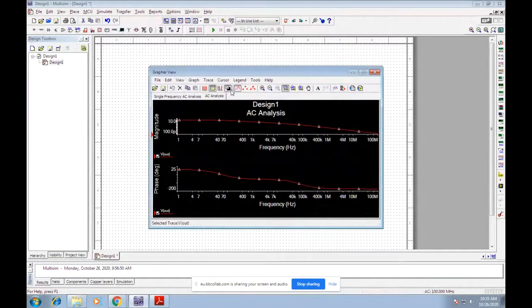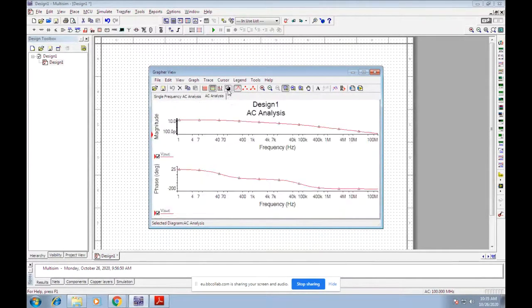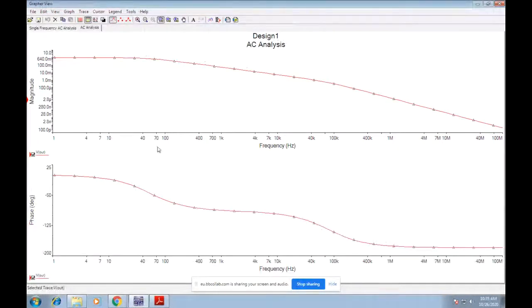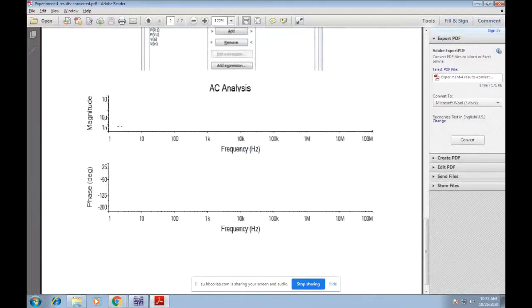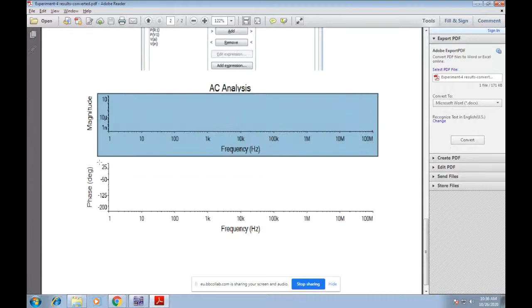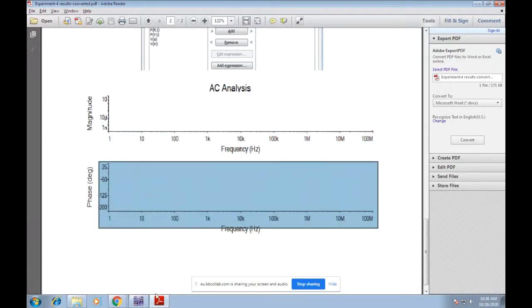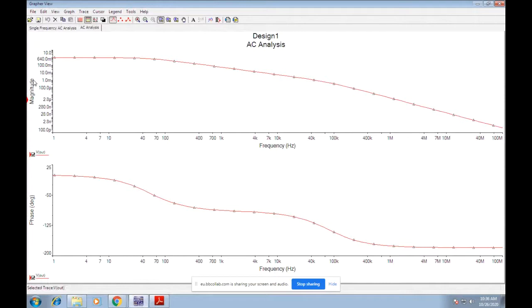Once you click on simulate, you can change the black background to white also. So this is the result for your AC analysis. This result you have to draw in this area. For the magnitude, you have to draw the graph for the magnitude. For the phase, you have to draw the graph for the phase. The results are here. The first one is for the magnitude, the second one is for the phase. Understand? This is the AC analysis.